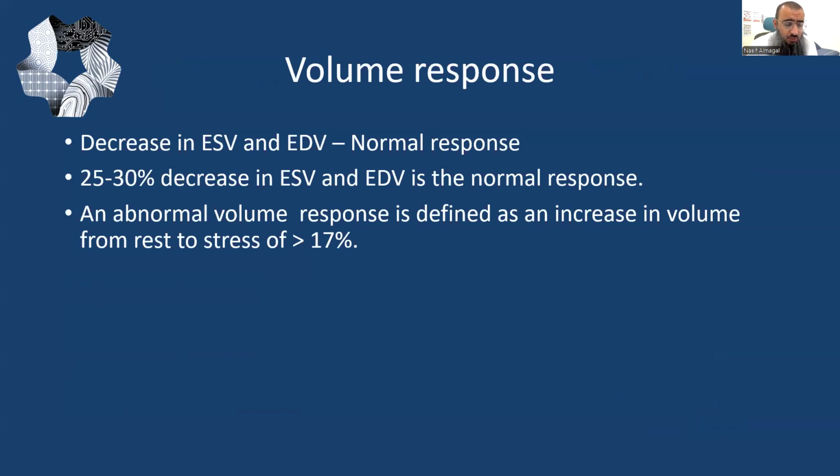The volume response is another response other than regionality: a decrease in the end systolic volume and in the end diastolic volume is the normal response to dobutamine, and usually the decrease is up to 30%. But an abnormal volume response is defined as an increase in volume from rest to stress of more than 17%. This could indicate abnormality in the volume response to the stress echo.